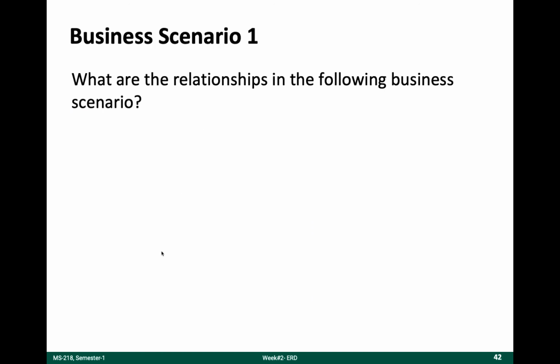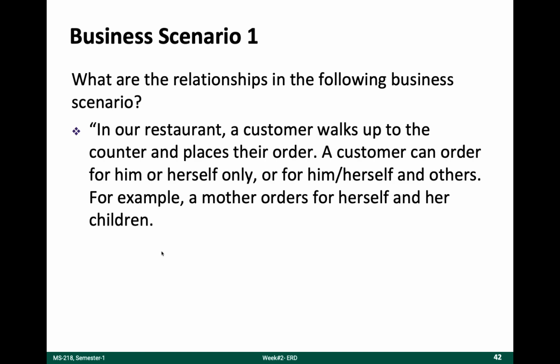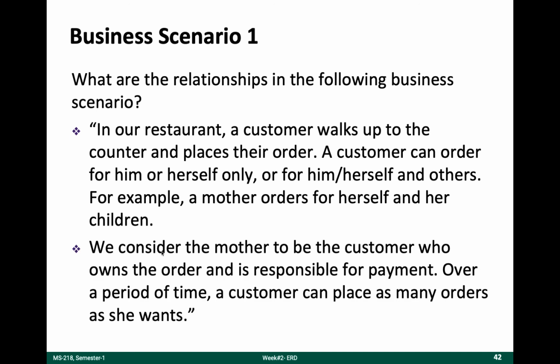So there is some business scenario 1. What are the relationships in the following business scenario? In our restaurant, a customer walks up to the counter and places their order. A customer can order for him or herself only, or for himself or herself and others. For example, a mother orders for herself and her children. Okay. So we consider the mother to be the customer who owns the order and is responsible for payment.